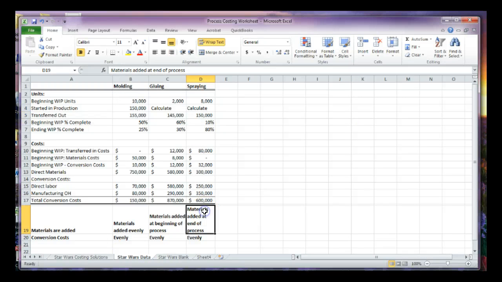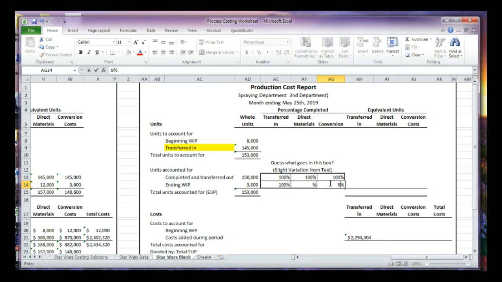Materials are added at the end of the process for materials, and they're added evenly here. Very important to know. Our ending work in process is 80% complete. So we know that's 80%. We know that's zero, because they don't get added till the very end of the process. So our transferred in costs are going to be this times that.